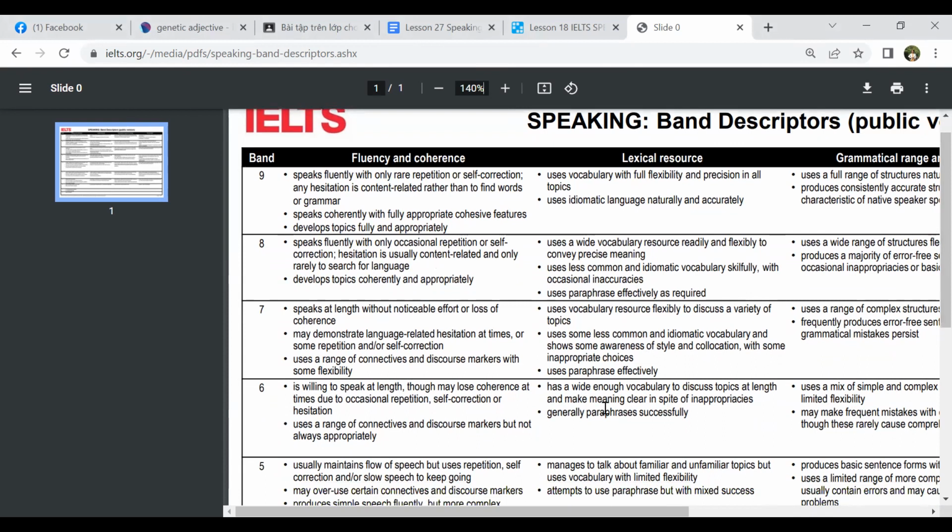IELTS will reward you a high band if you show the ability to develop topics fully and appropriately. Now the word develop, you see here IELTS keeps saying develop topics, right? Instead of giving a list of ideas, IELTS will give you a higher band if you show a good ability to dig deep into 1 or 2 ideas, and as Dai said, bring in the details. Don't talk about the topic generally. If you can give examples, if you can explain why you think so, you will be able to get a higher score.